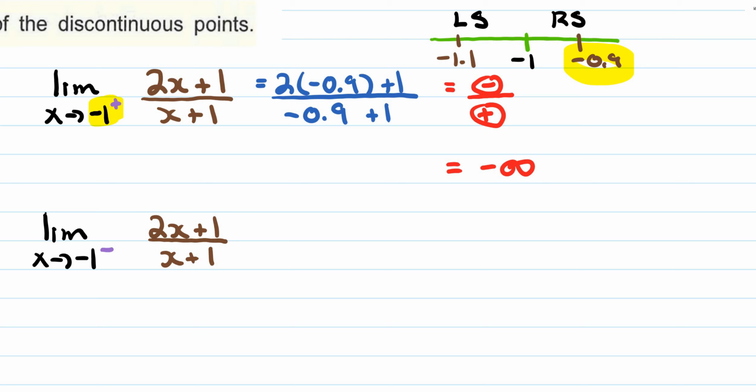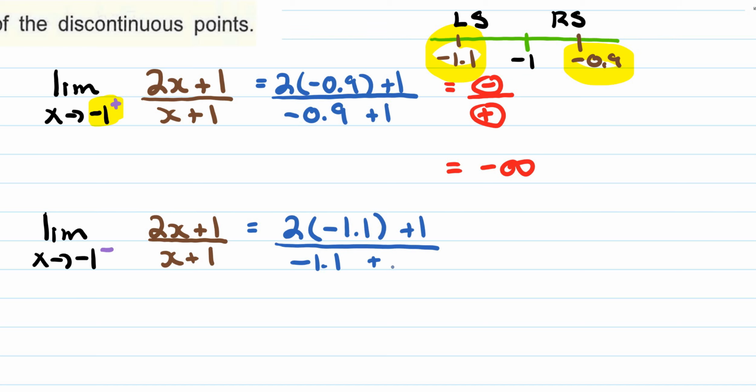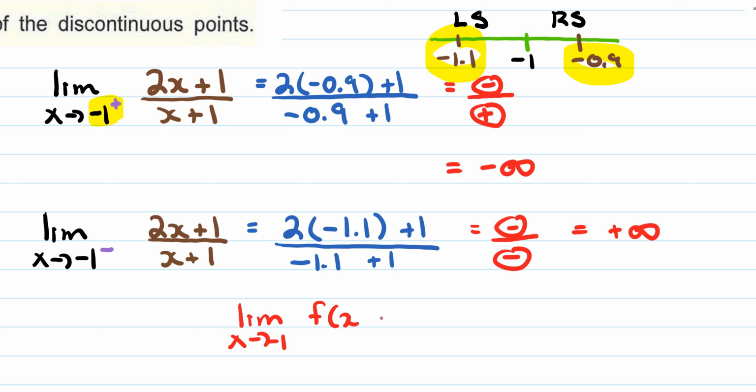Let's go to the next limit. Let's take the number on the left-hand side now, which is -1.1. If we plug that in, we get 2 times -1.1 plus 1 all over -1.1 plus 1. If I evaluate this, 2 times -1.1 plus 1 gives us a negative number, and the denominator is also negative, so this gives us positive infinity. So clearly the overall limit as x approaches -1 of f of x does not exist because the left-hand and right-hand limits are not the same.